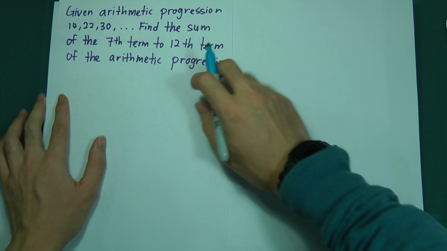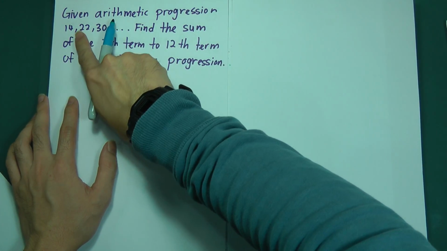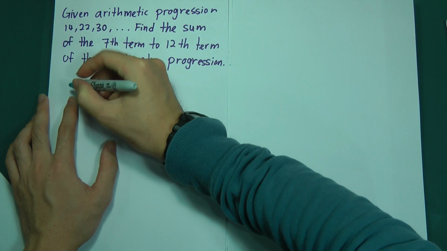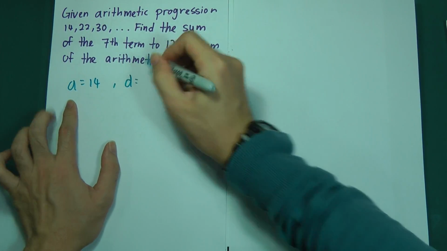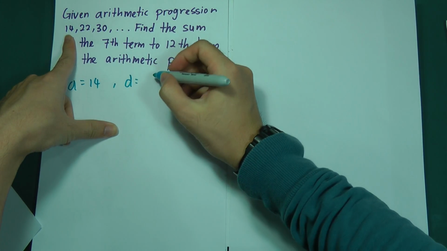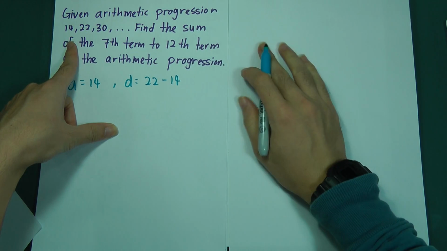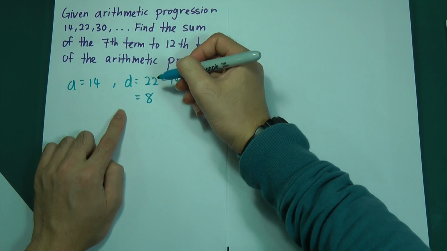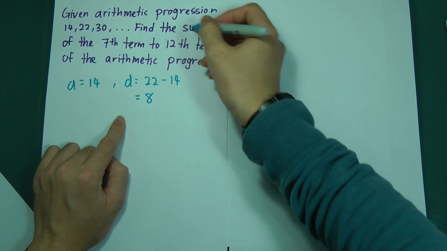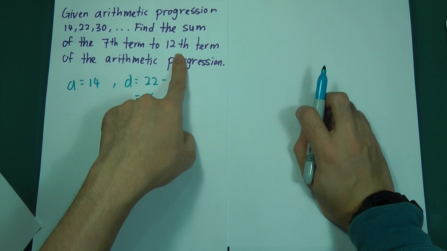So let's start to do this one quickly. The first term over here is 14, A equal to 14. D will equal to the next term minus the previous term, 22 minus 14, so we will get 8. D is equal to 8. Now how to find from the 7th term to the 12th term?